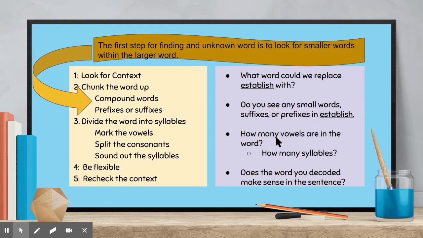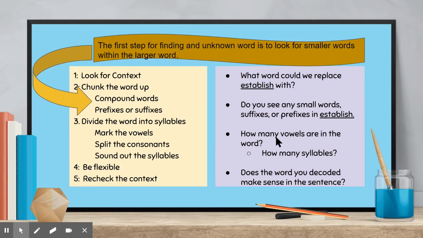It's like when we're reading in context, we come across a word and we think, oh, does that make sense? That's a context clue. Maybe it doesn't make sense. Let me look at this word more closely. Let me look for compound words. Let me look for prefixes or suffixes. Let me break this word into syllables.